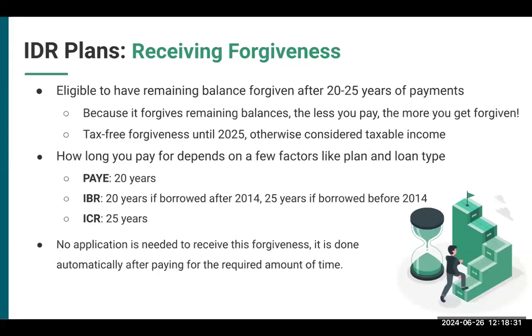So, with these income driven repayment plans, there is a way that you can receive loan forgiveness through them. When you enroll, you'll have a repayment period of 20 to 25 years. Once you have paid for the required amount of time, whatever balance you still owe is completely forgiven, including interest. Because these repayment plans forgive your remaining balance, this means that the less you pay, the more you get forgiven. If you see a low monthly payment or even a $0 payment and you're thinking, well, I'm not going to see my balance go down if I'm only paying this amount, that's perfectly okay. That just means you're going to get more forgiveness down the line.